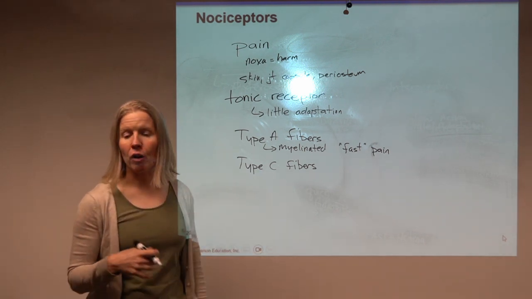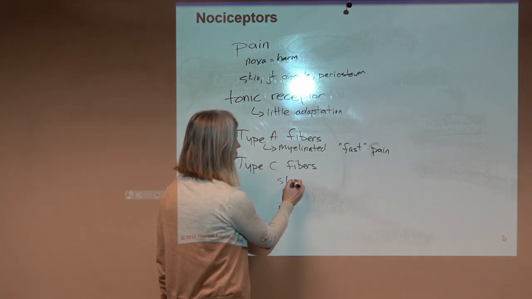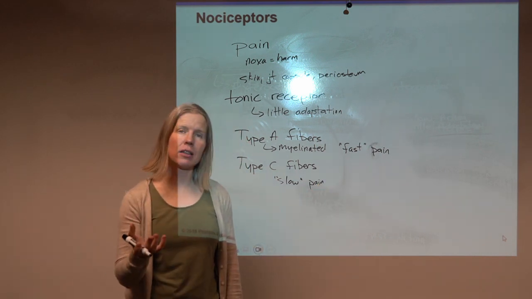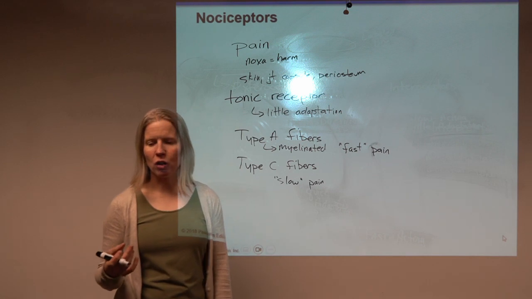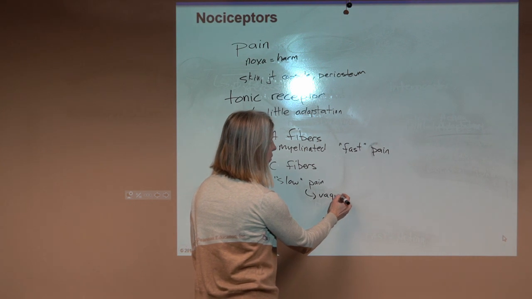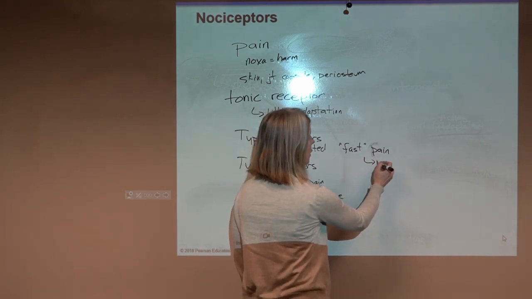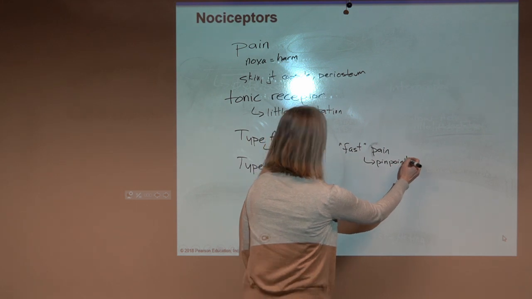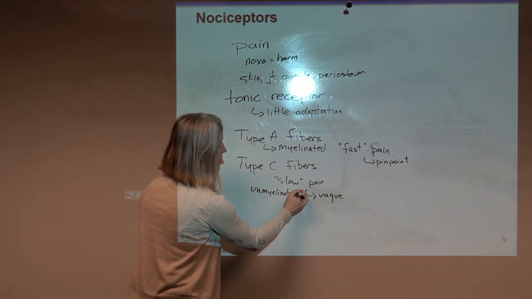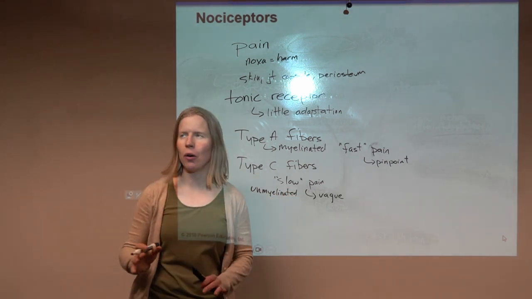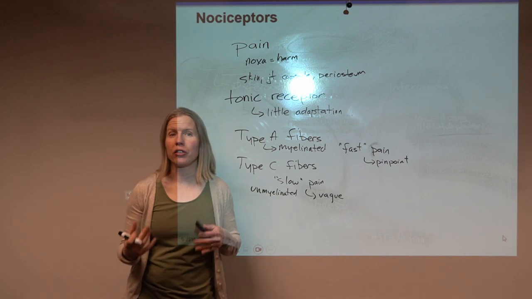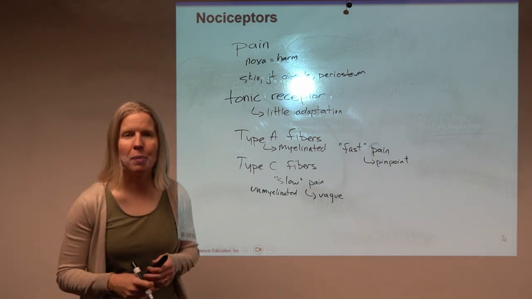Type C fibers are unmyelinated, and so sometimes the pain perception that we get here, they call slow pain, and a lot of times this is more of a vague area. You might not be able to pinpoint exactly where that pain is coming from. There's other things that go into how specific you can get in describing pain, but one of the big differences is which type of axon is actually carrying the pain message.